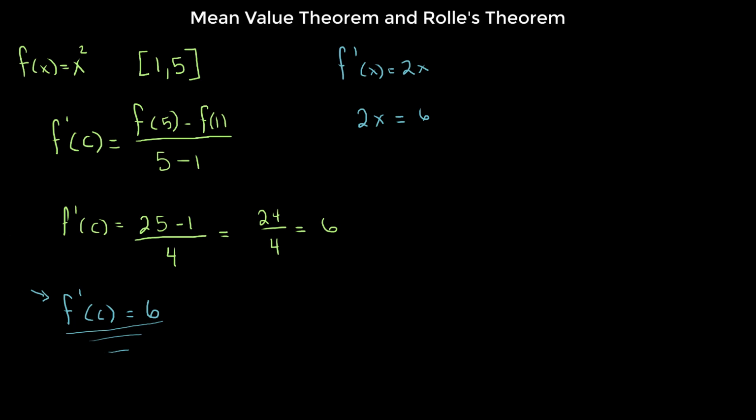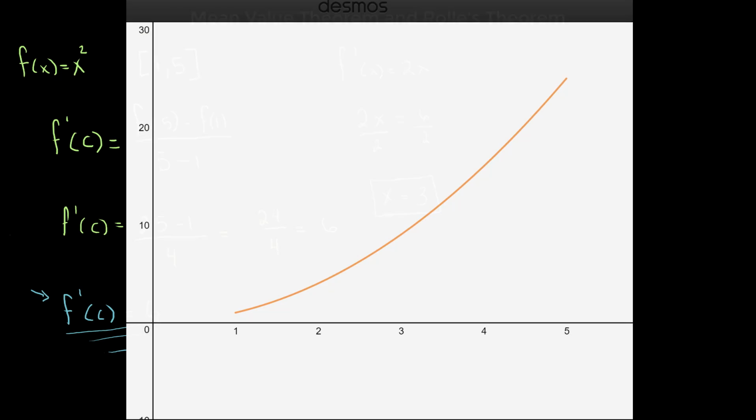Well, I think we're pretty much done here already. All we have to do is divide both sides by 2, and then we'll have x equals 3. And there we go. That's that c value. The c value is 3. So x equals 3 is the x value which satisfies the mean value theorem for this problem.